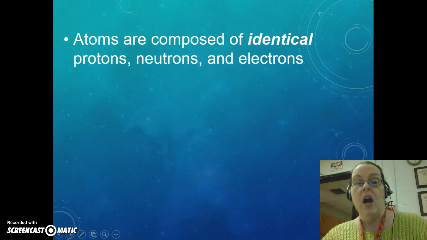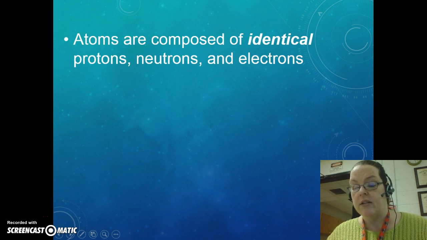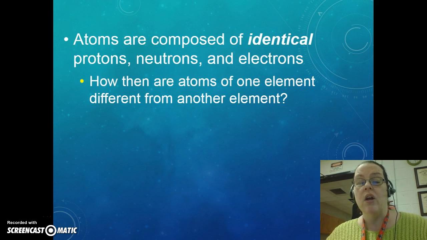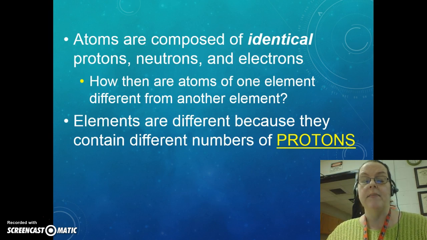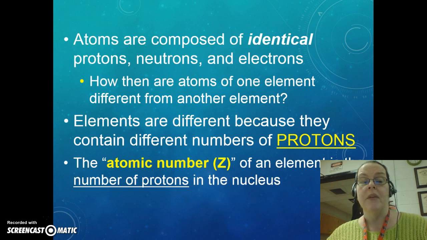So today, we know that atoms are composed of protons, neutrons, and electrons. And we also talked about today how we know the difference between one element and another element, an atom of one element and an atom of another element. And the answer is the number of protons. The number of protons helps us to identify the substance. And so therefore, we know that the protons help us to know which atom it is, because the atomic number, symbolized by the letter Z, of an element is equal to the number of protons found in that element.